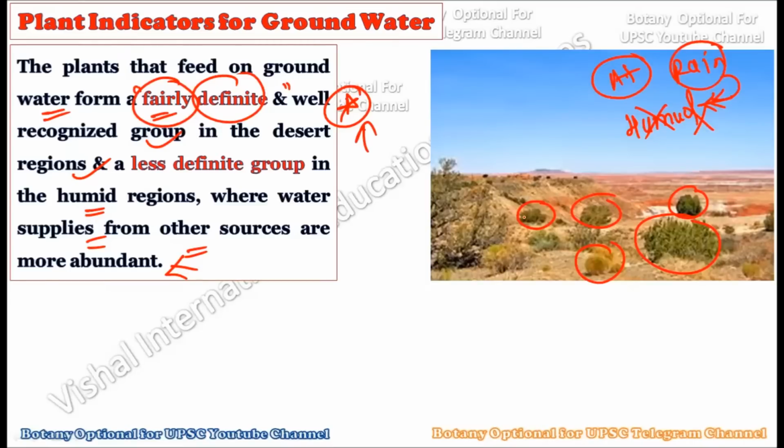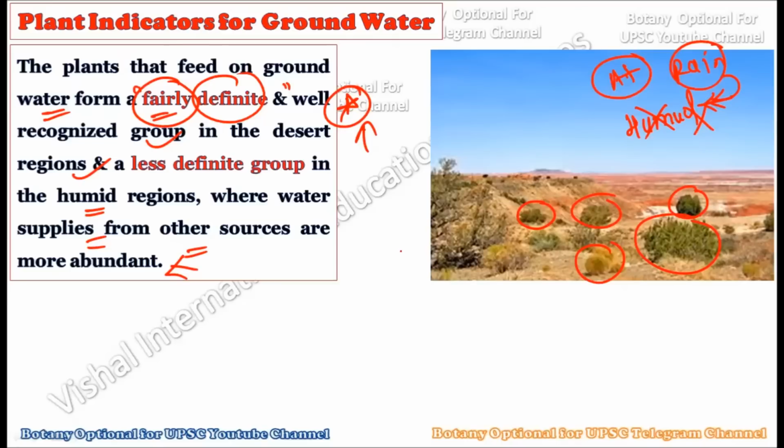So here you can understand there are some definite plants which are totally dependent on the groundwater, and wherever there is groundwater, these plants will definitely grow there. So this type of plant species can act as an indicator for the groundwater. If you see that particular species growing somewhere, that definitely means there is water in the ground. Without the groundwater, these plant species will not grow there.